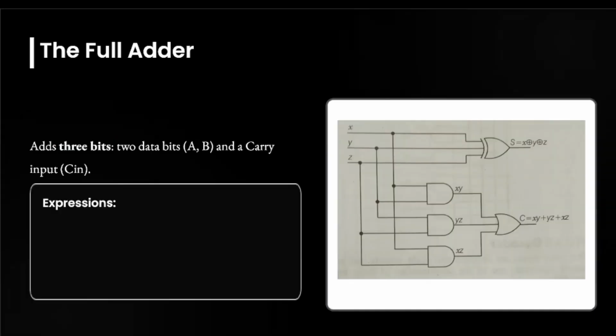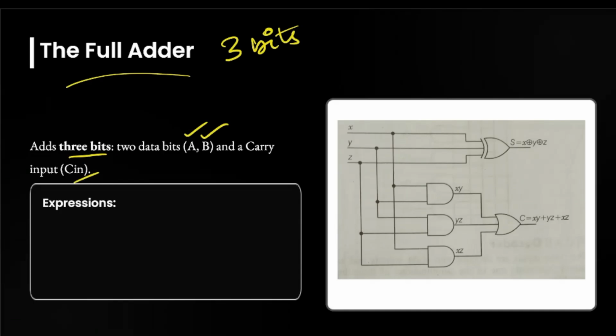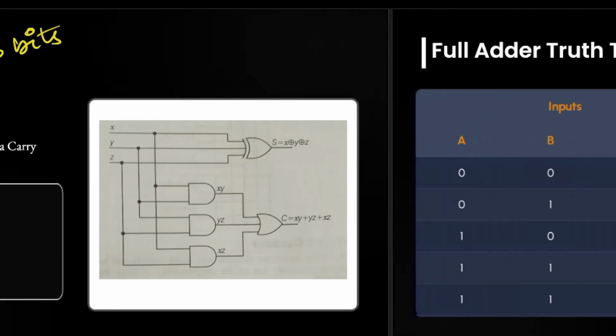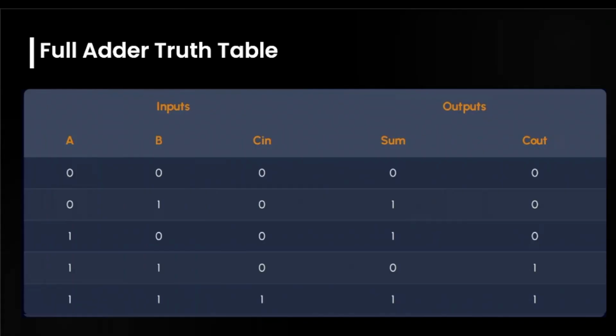A half adder is great, but what if you need to add 3 bits? That's when we can look at the full adder. A full adder is also another combinational circuit. Here you add 3 bits where the inputs are A, B, and a carry input called C in. Okay, so look at the truth table here as well.